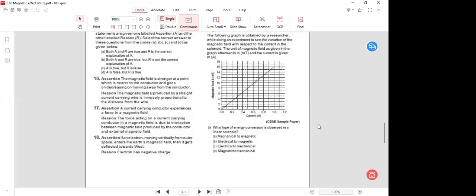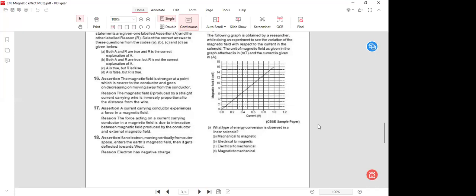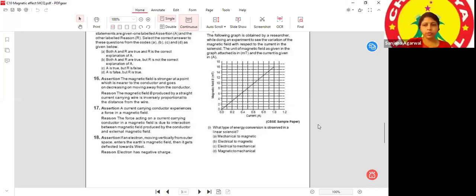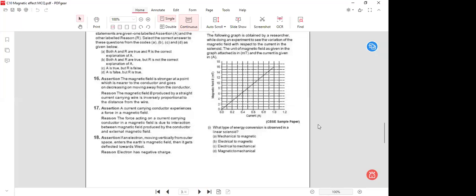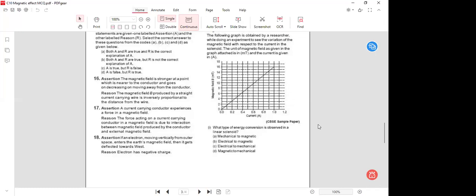18. If an electron moving vertically from outer space enters the Earth's magnetic field, then it gets deflected towards the west. So, ma'am, then the current would be in the opposite direction, right? We take the positive charge; the direction of current should be taken. If it is mentioned vertically from outer space, then you have to assume the opposite of this vertical. So, ma'am, how will the force be? Which direction is the force?